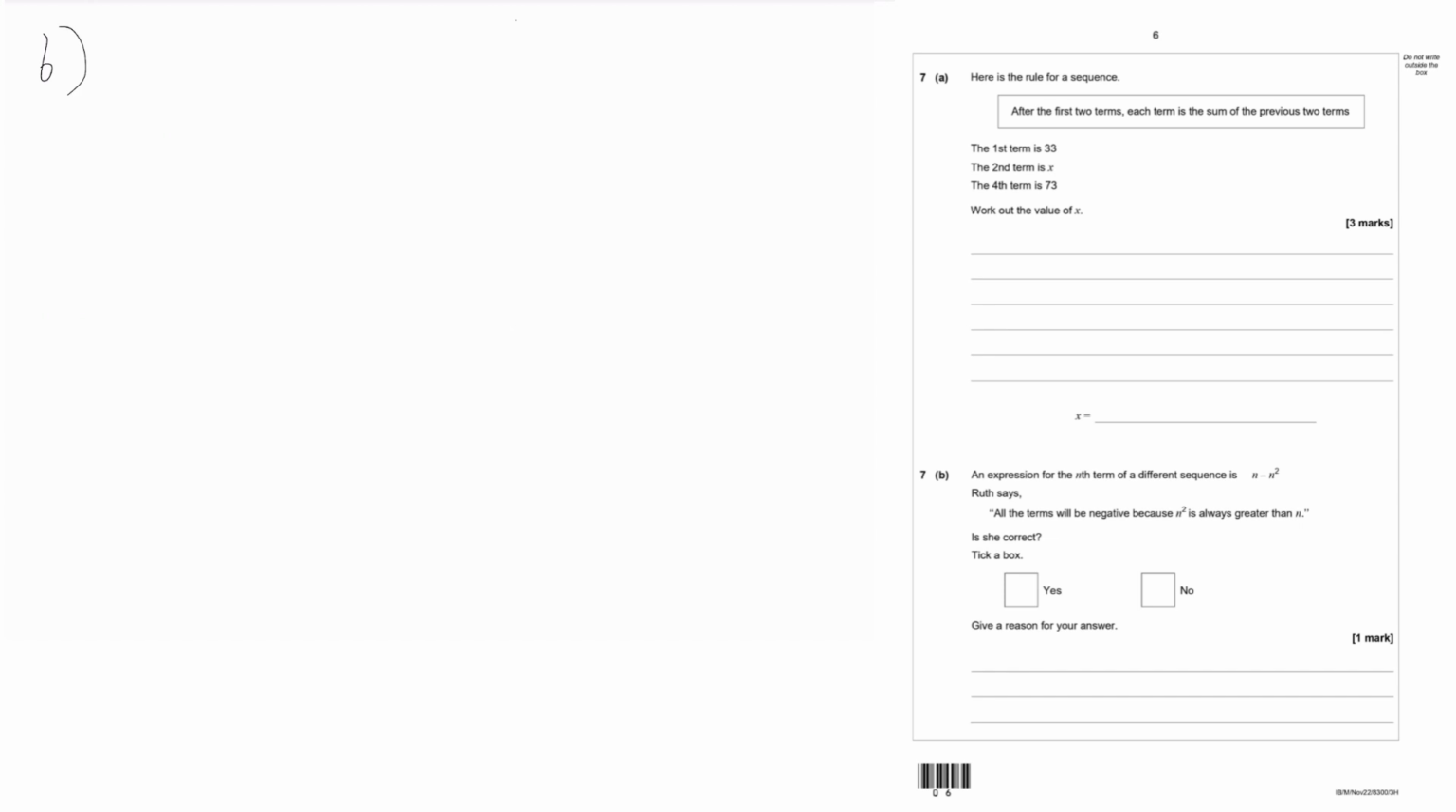An expression for the nth term of a different sequence is n minus n squared. So I'll just make a note of that. And Ruth says all the terms will be negative because n squared is always greater than n. Is she correct? In this case, she will not be correct. And the reason for this is because if we take the case when n is 1, we get 1 minus 1 squared is equal to 1 minus 1, which equals 0. And 0 is not negative. So moving on to question 8.